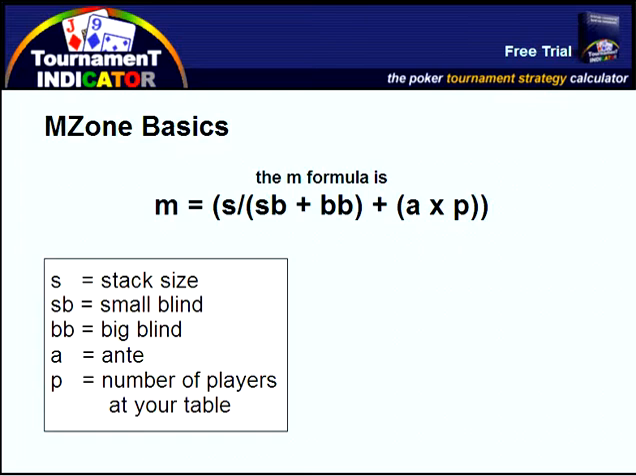But firstly, let's look at the M formula right now. M equals your stack divided by the small blind added to the big blind added to the antes of every player at the table. Now you can see that this is more exact and pertinent than just counting big blinds. Let's look at an example right now.